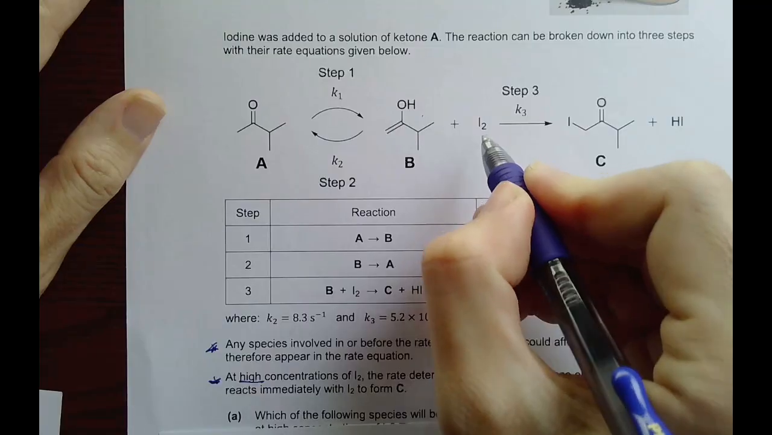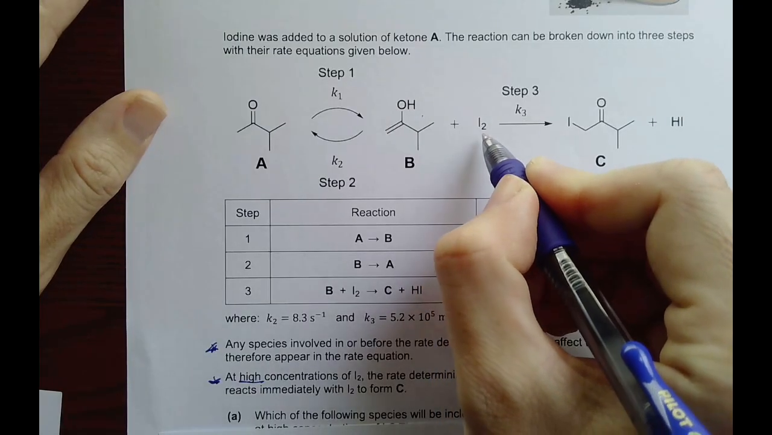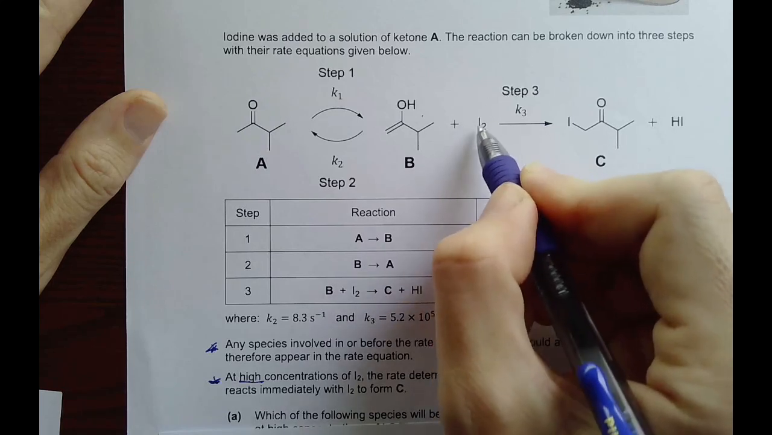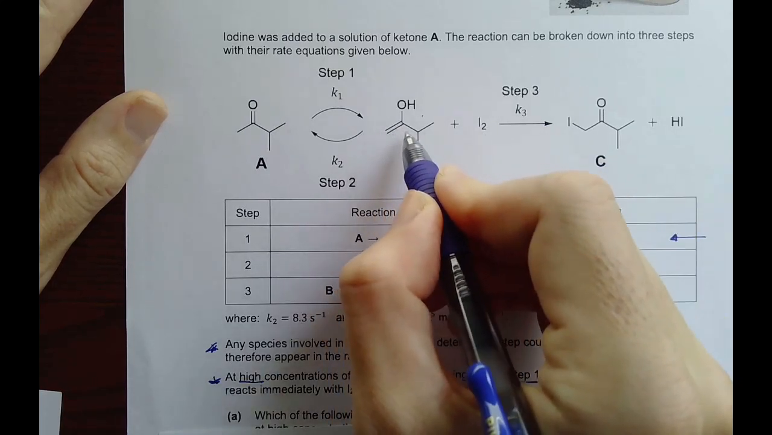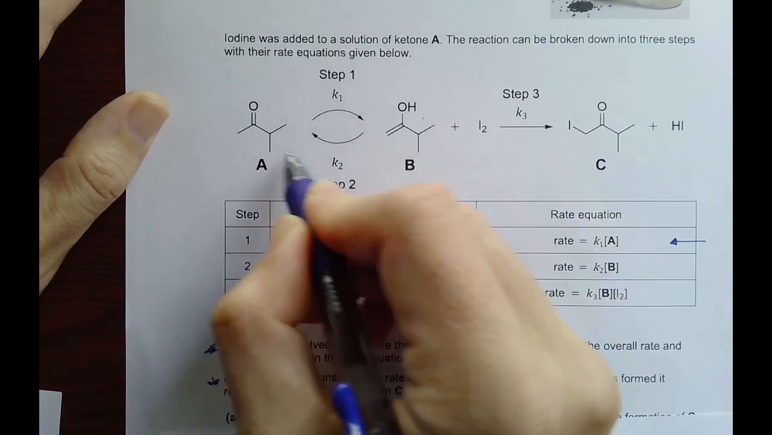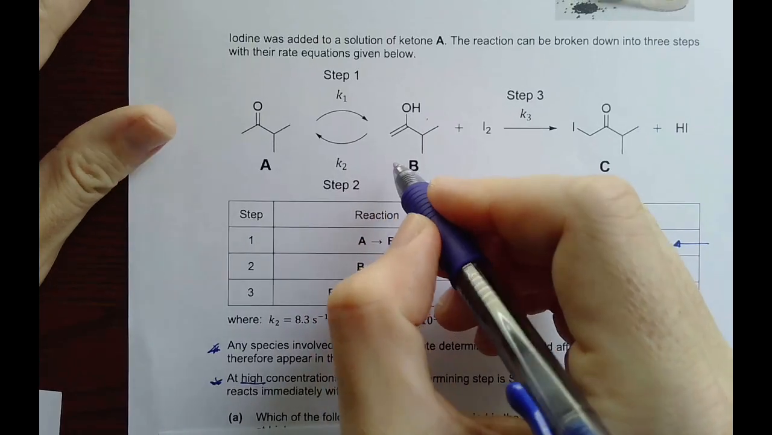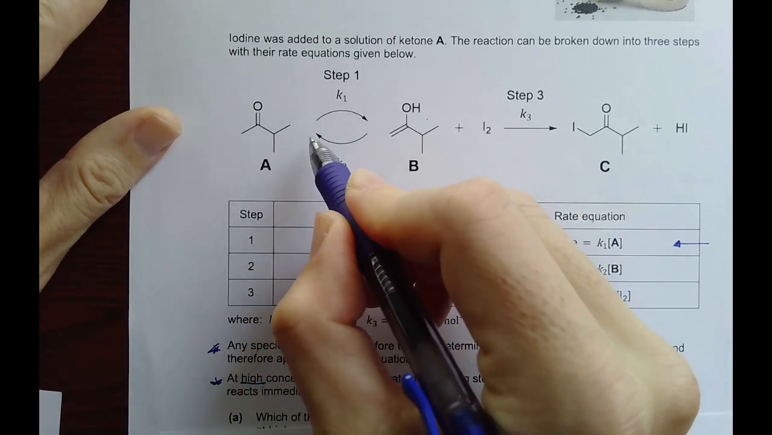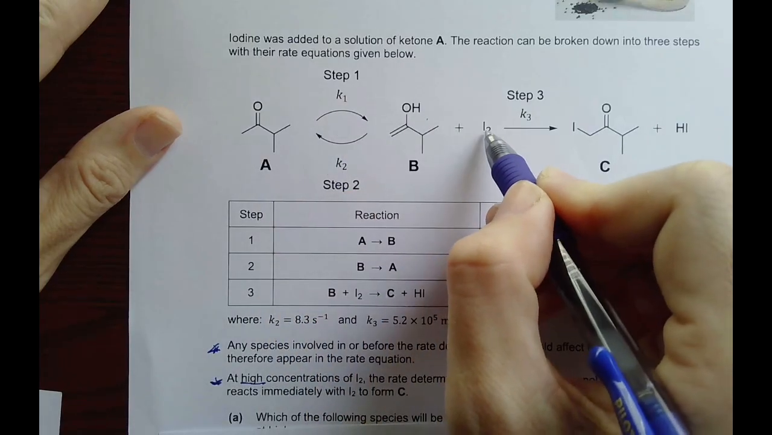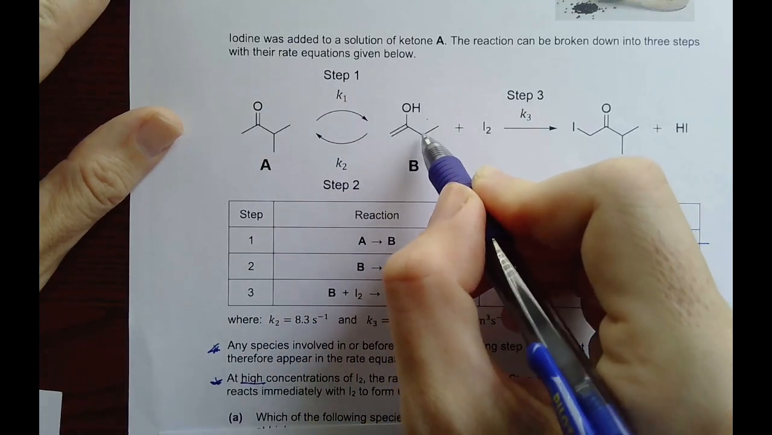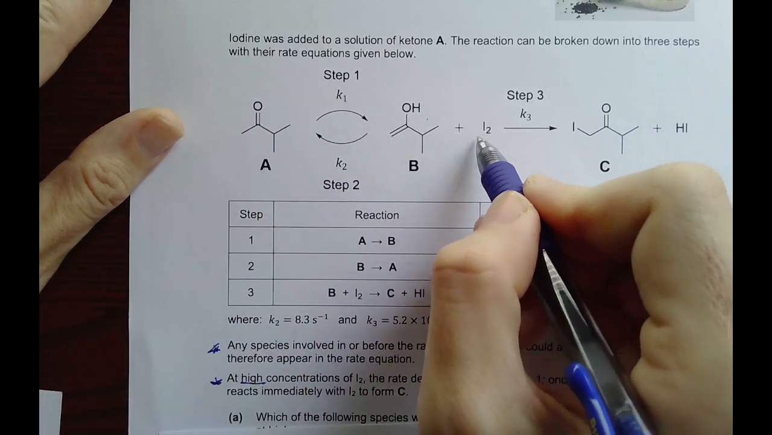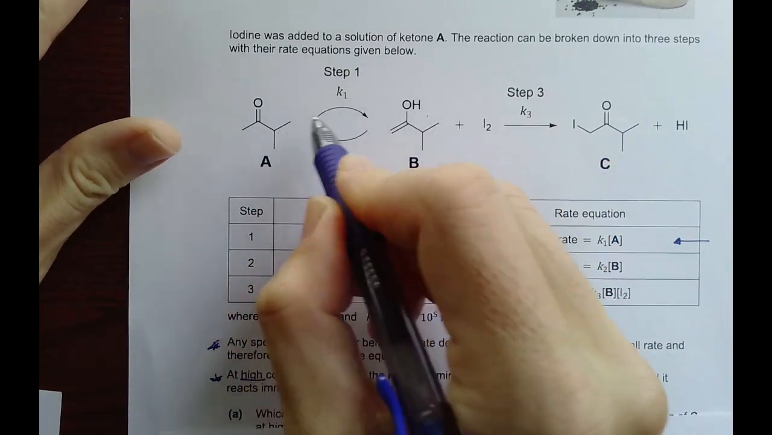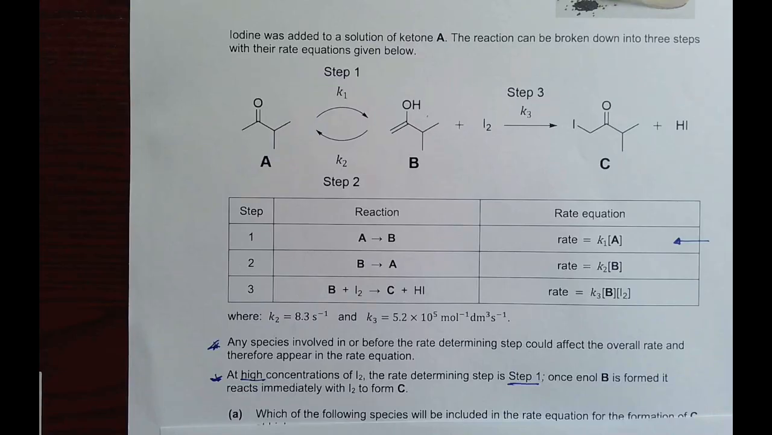However, if I have a low amount of I2, then once this forms, there's none of this readily available to react, which means that this can go back to this, can go back to this. So therefore, this equilibrium has time to establish. High concentrations of this get removed immediately, so the equilibrium can't establish. Low concentrations of this have time to go backwards and forwards, and the equilibrium gets formed.